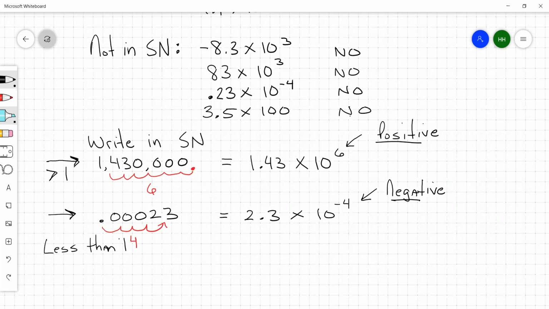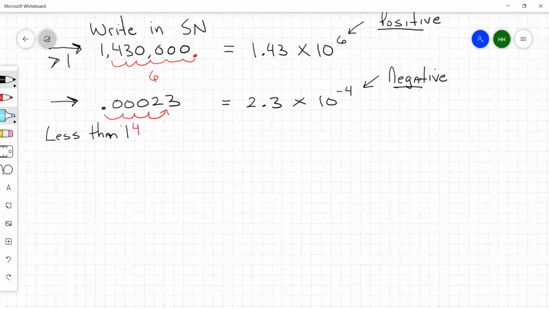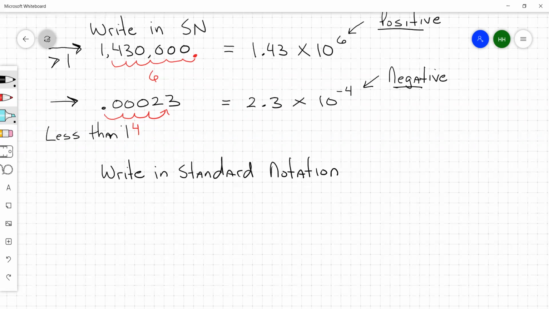Then you're going to have some numbers written in scientific notation, and you're going to have to write them in standard notation. So let's say we got 5.5 times 10 to the 6th.